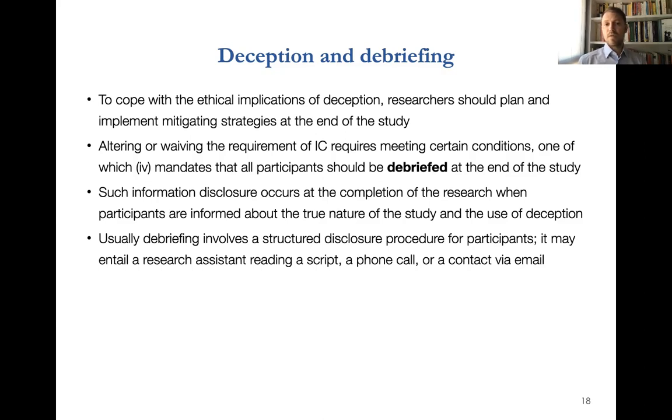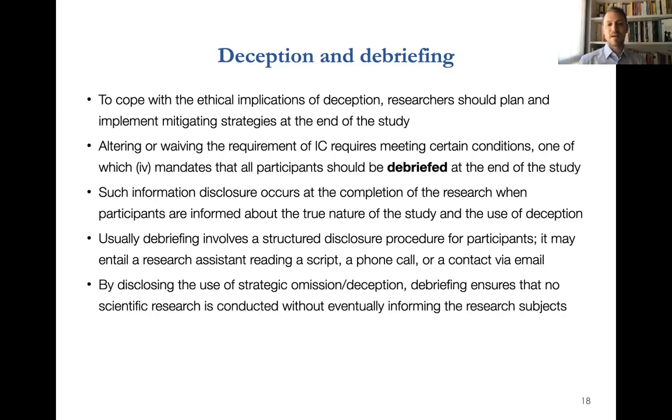Usually, the debriefing involves a structured disclosure procedure for participants. It may entail a research assistant reading a script or a phone call or a contact via email, so it depends on the study. And I'm sure you will find your own way of providing a good debriefing during the experiment in the MIWI training program and experiments.